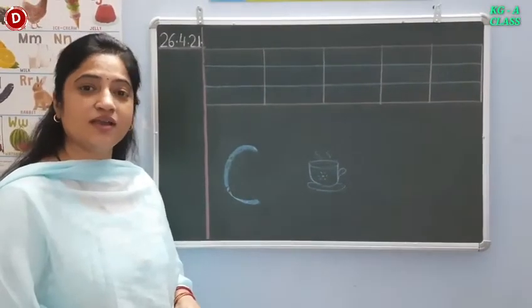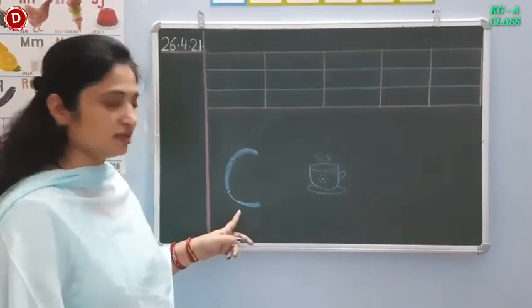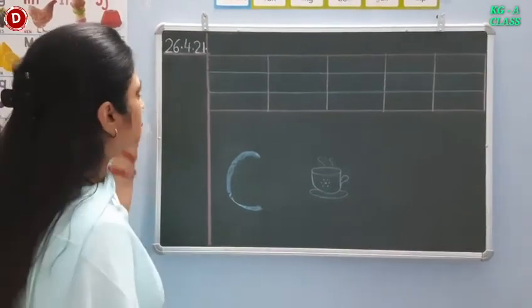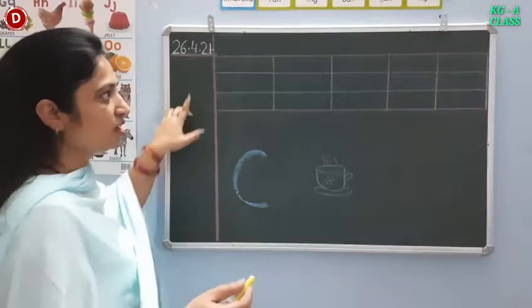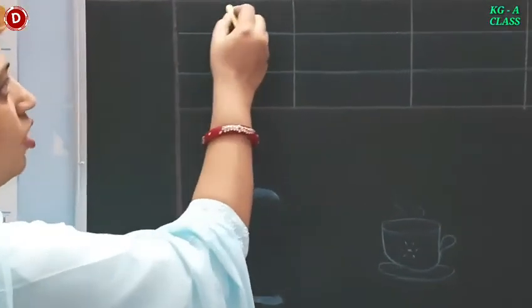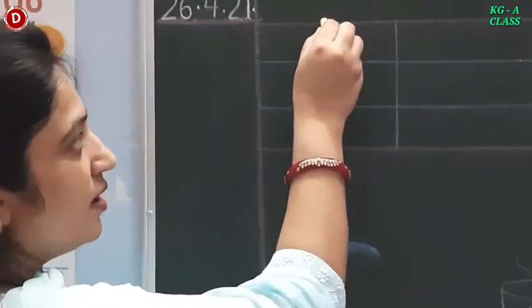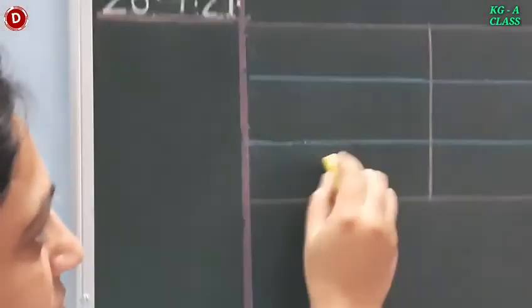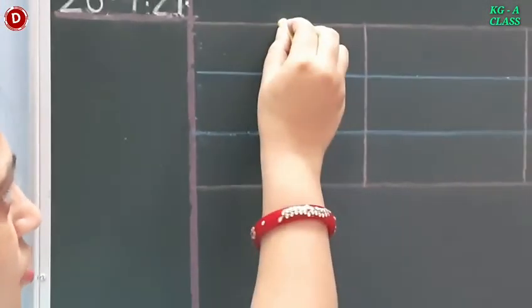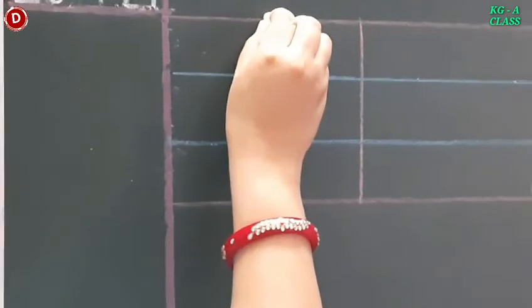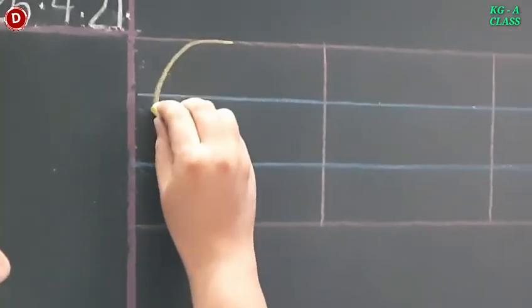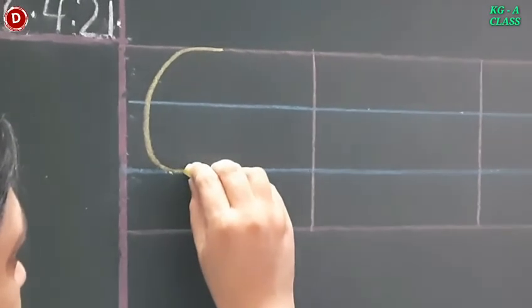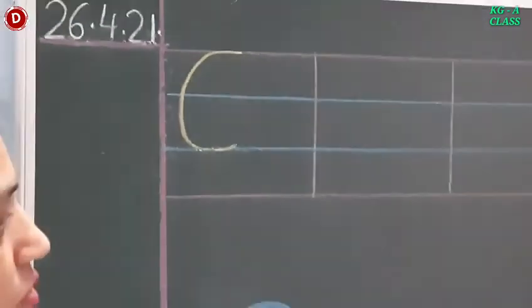Children, today again I will teach you to write capital C. So look here children, this is today's date. Today is 26th April 2021. You have to put your pencil on the red line, the top line children. From here you have to make a semicircle till the second blue line. Look here like this. From here you have to go to your left side and make a semicircle like this. And then you have to remove your hand.